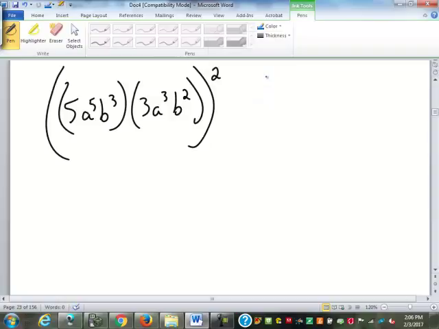Okay, so here we've got a couple of things going on. Inside the parentheses, we're multiplying. So the first thing we have to do is multiply these two numbers. So I'm going to multiply the counts, the numbers. 5 times 3 makes what? 15. Then I multiply each variable. A to the 5th times a to the 3rd is a to the, careful, it's going to be the 8th.